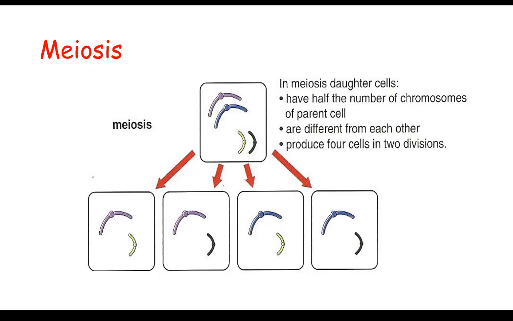Now, in meiosis, it was a little bit different from the last one that we looked at, mitosis. So in meiosis, the daughter cells, which are these ones, and there's 4 of them, have half the number of chromosomes of the parent cell. So if it was a human parent cell, it had 46 chromosomes, but each of these ones only has 23. Each of the cells is different from one another, and there are 4 cells produced in 2 divisions during meiosis.